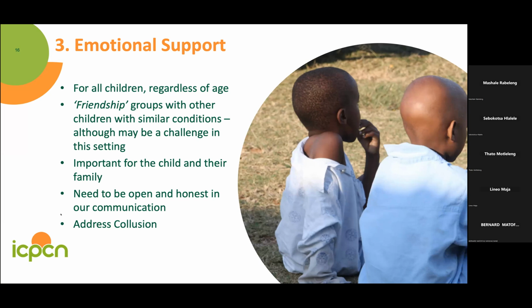It's important that we find ways of providing emotional support for the child and for their family. And let's not forget the grandparents, particularly in our settings where the grandparents often help raise the children, and also the siblings. And what about the other children in their communities? We talk about the fact that it takes a village to raise a child. And so we need to be supporting the child, the family, and the village that is raising that child. We need to think about open and honest communication, how we address collusion, how we talk to children and their families, how we talk about difficult issues.